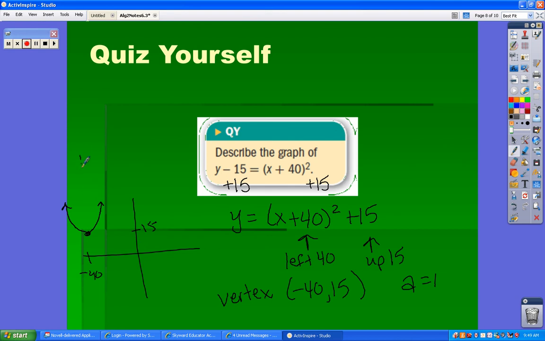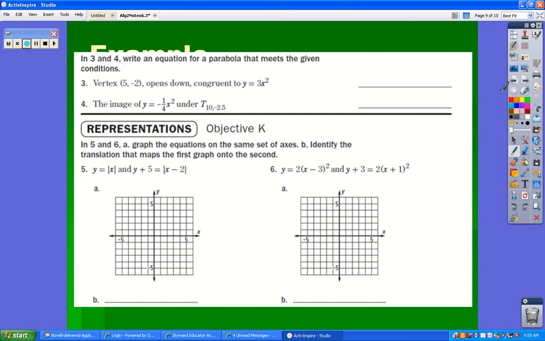Oh, I guess you could say the axis of symmetry would be at x equals negative 40. That might be a nice thing to say. Okay, lots of ways you can describe it. So let's talk about writing equations for a parabola.